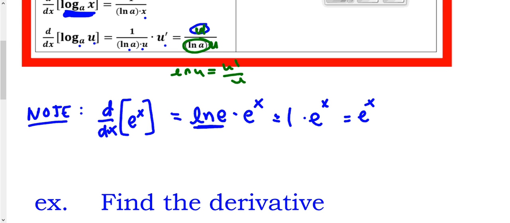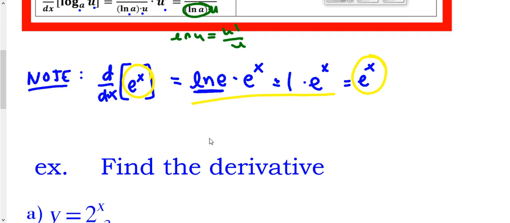This is really, like, you use this rule, you just didn't even know it. The derivative of e to the x is e to the x, because all this middle stuff happens. You just don't have to know that middle stuff happens. We can just put that it's e to the x. Okay, I hope that helps you understand what's going on a little bit better.